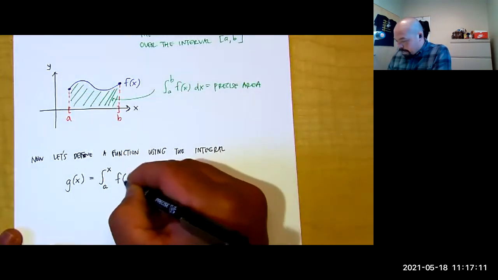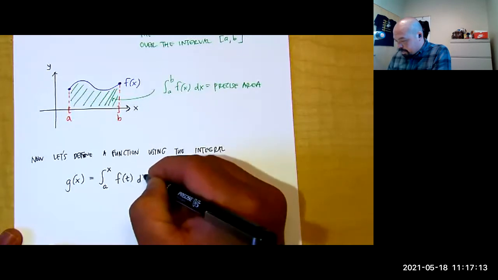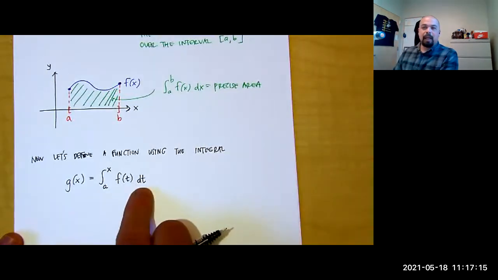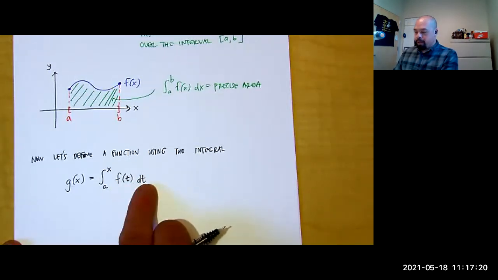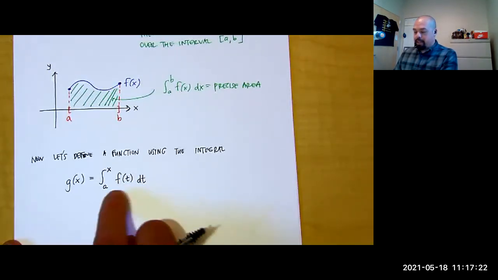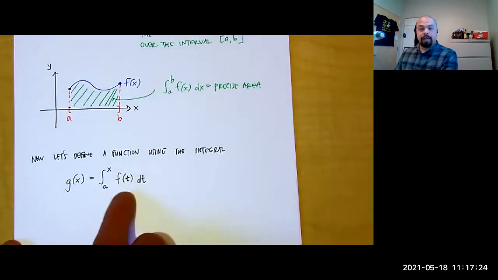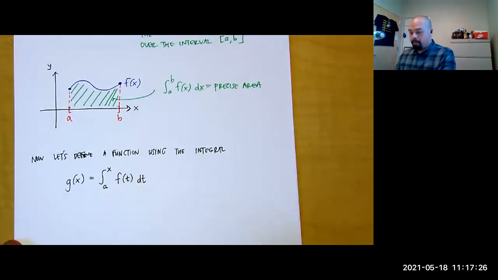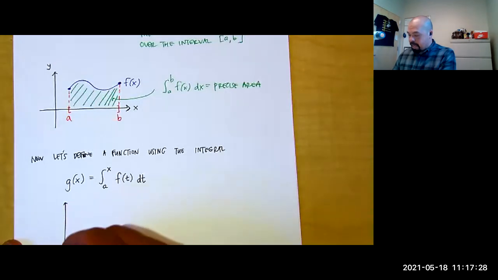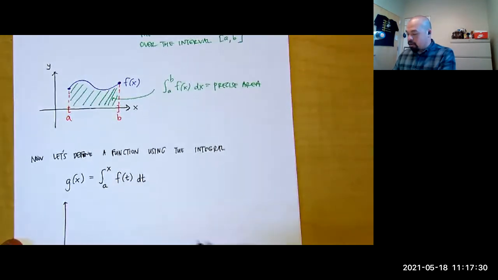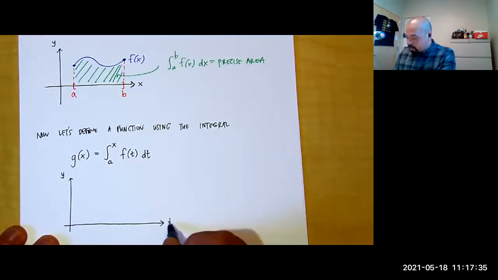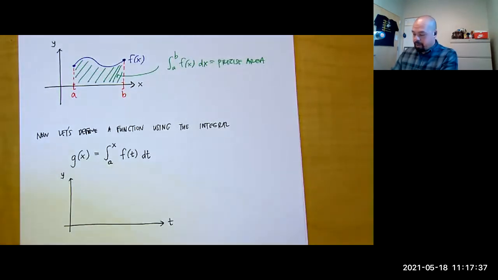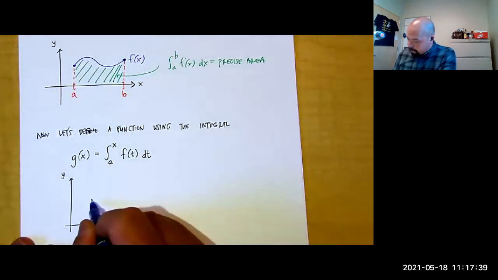For some function f of t dt. This is what we call a dummy variable, just a stand-in variable, this parameter, because depending on what value we choose for x is going to determine how much area, how far along on the curve we want to produce. So now this is my variable t, be careful there. We have our function, similar to what we had done before.